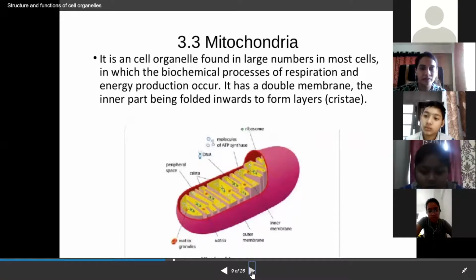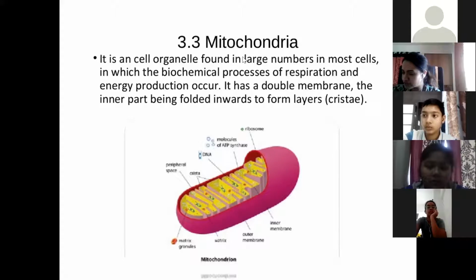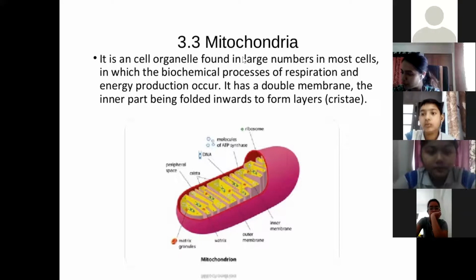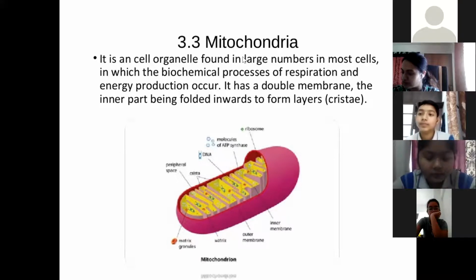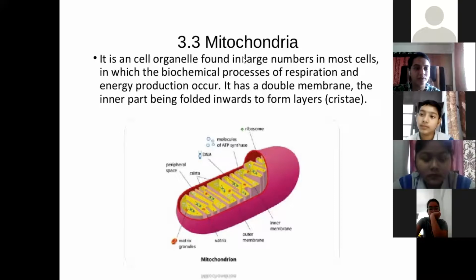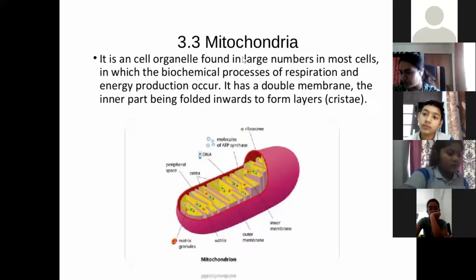Now this is how the mitochondria looks like. It is a cell organelle which is found in large numbers in most cells, in which the biochemical process of respiration and energy production occur. Now all living organisms need energy, and this energy is in the form of ATP, isn't it? So that's the reason why the mitochondria is also called the powerhouse of the cell. Why powerhouse of the cell? Because it deals with the energy rich compound which is ATP, also called adenosine triphosphate.